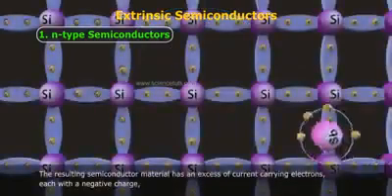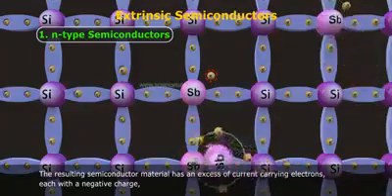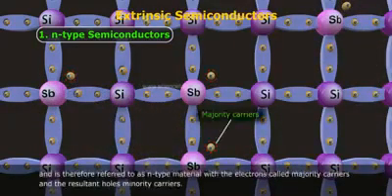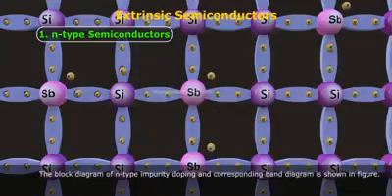The resulting semiconductor material has an excess of current-carrying electrons, each with a negative charge, and is therefore referred to as N-type material, with the electrons called majority carriers and the resultant holes minority carriers. The block diagram of N-type impurity doping and the corresponding band diagram is shown in figure 1.